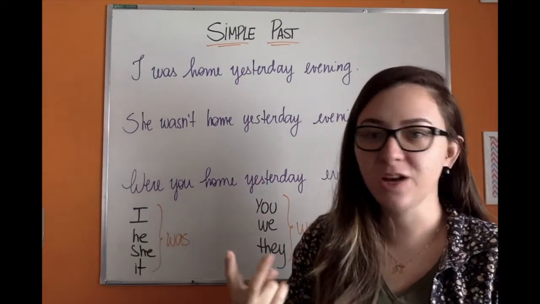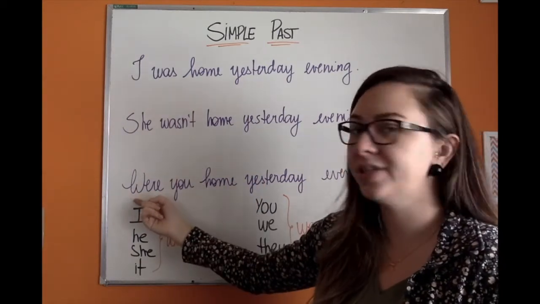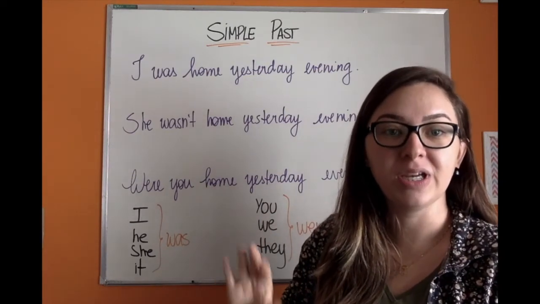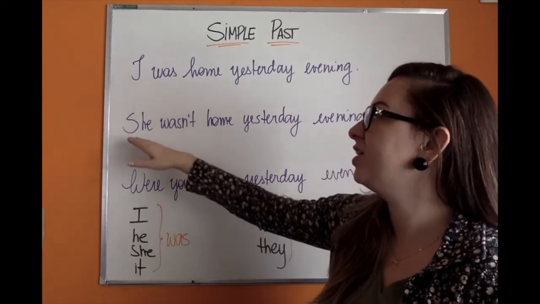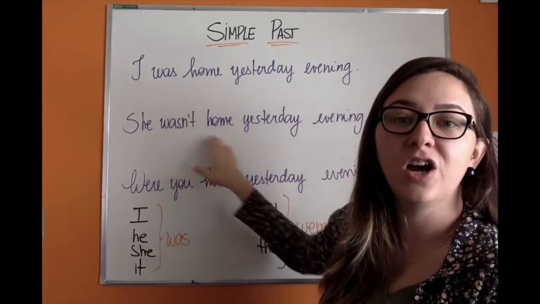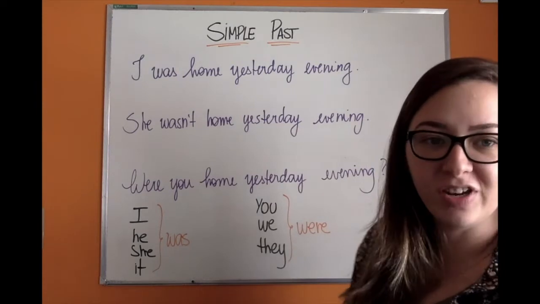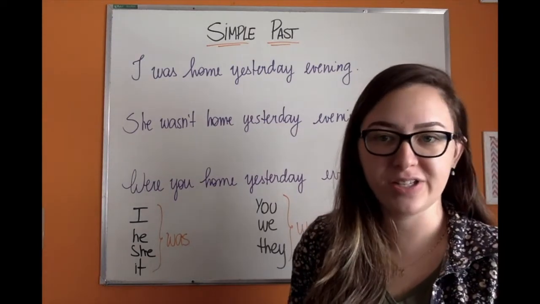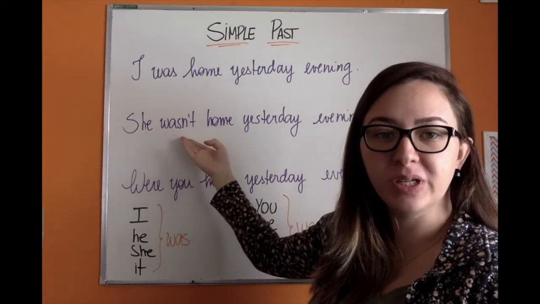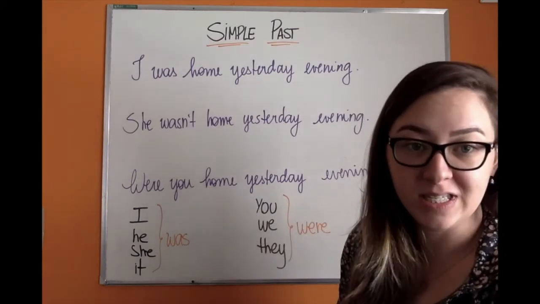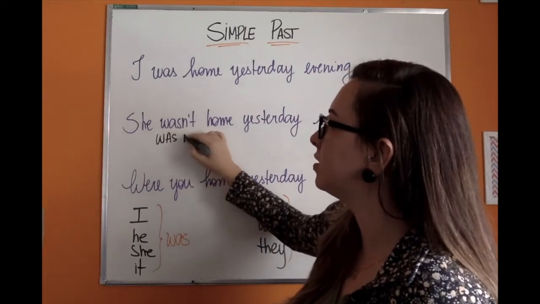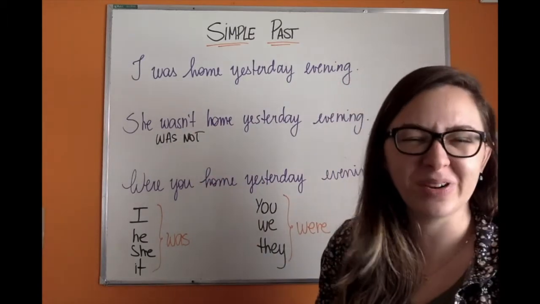The second example, I changed the subject. So you can see the difference in the verb to be in the past, okay? She wasn't home yesterday evening is our negative example. So we have the subject, verb to be plus not. Wasn't is the contracted form of was not. Remember that, right?